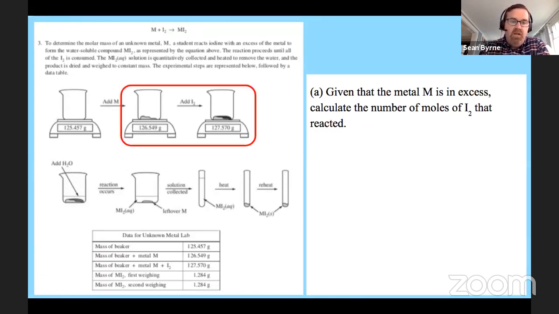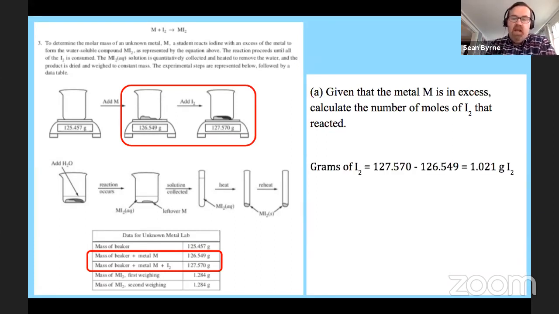One way to look at this is that we see where iodine was added. If we know the masses of the beaker before iodine was added and after iodine was added, we know the mass of iodine that was added, and we can then convert that into moles. That information is also found down here. It's exactly the same information, so wherever you got the data from, you would have come to the same conclusion, right? So I'm going to say that the grams of iodine that reacted were 127.570 minus 126.549. I got those right off of either our balance up here or off of our data table down here. But either way, I get 1.021 grams of iodine that are present.